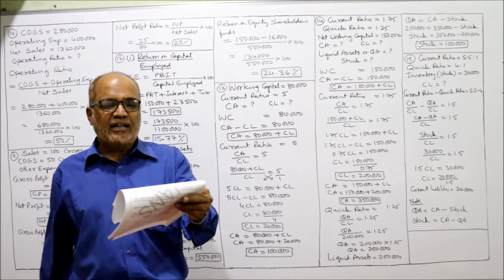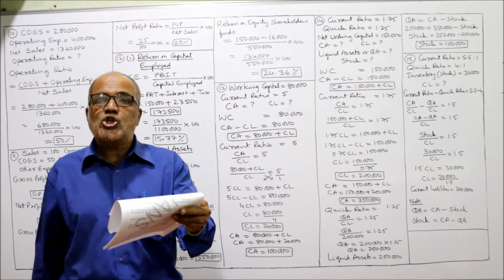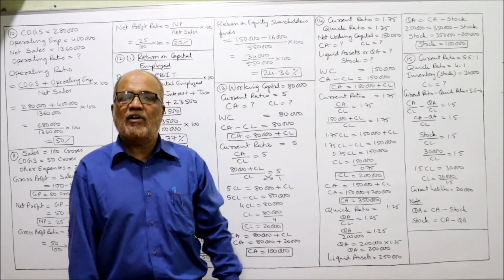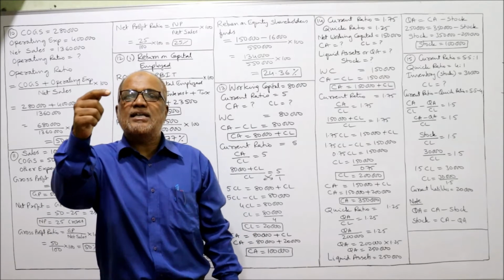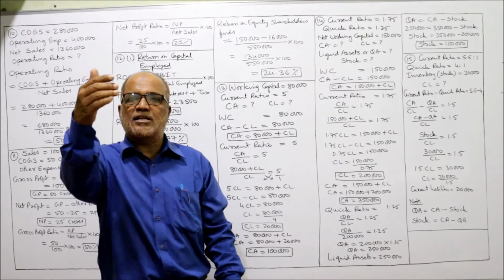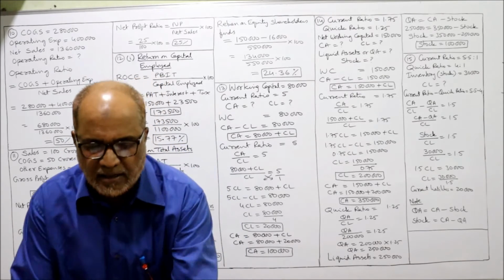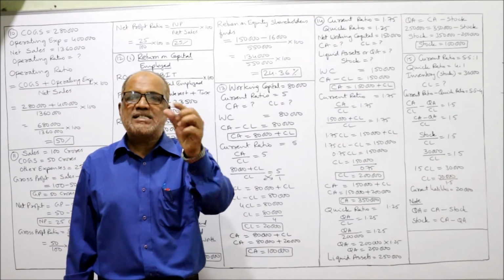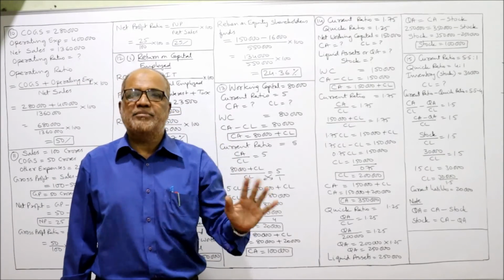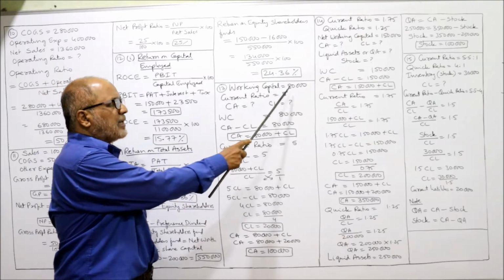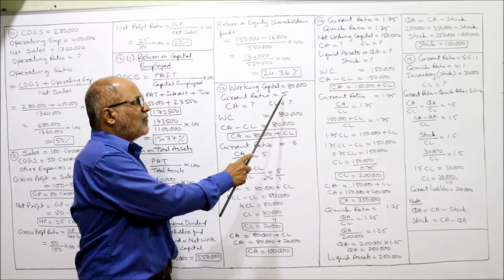Here working capital is given, 80,000, and its current ratio is 5. In the previous problem we applied the formula for current ratio: CA by CL, current assets by current liabilities, that is given as 5. What are the current assets and current liabilities? How much is CA? How much is CL? Here you can see working capital 80,000 is given, current ratio 5 is given.